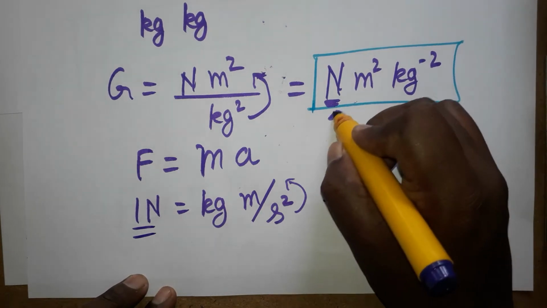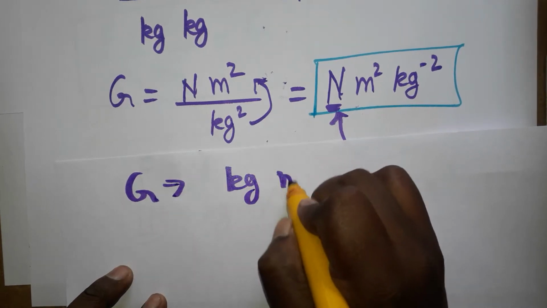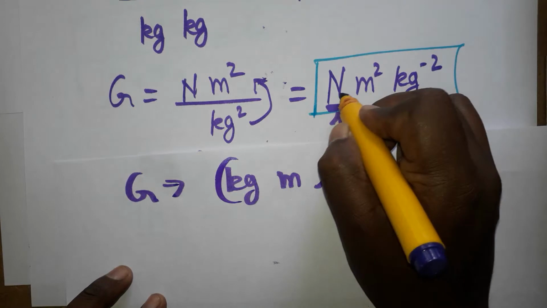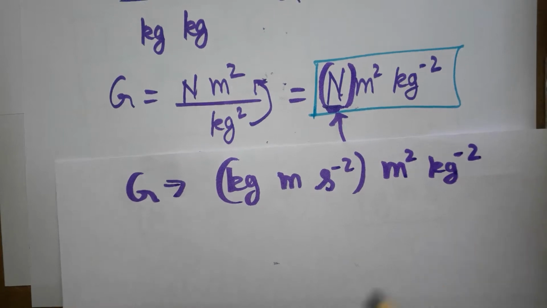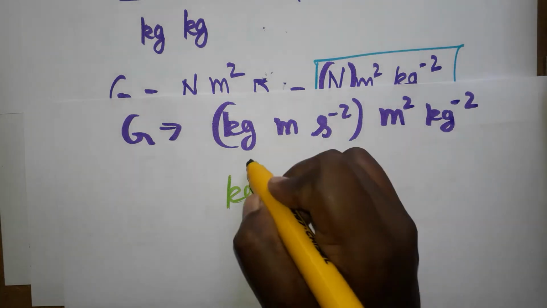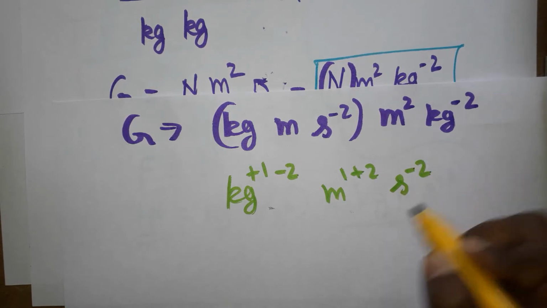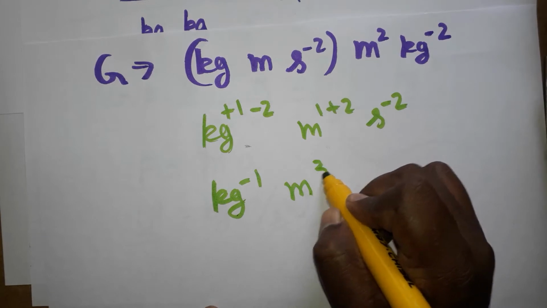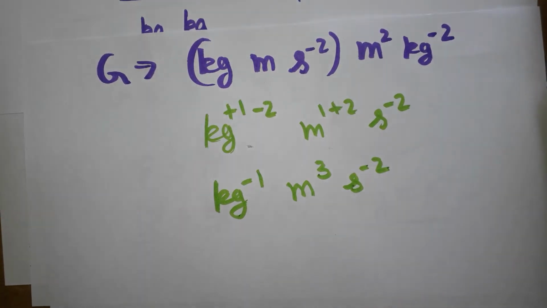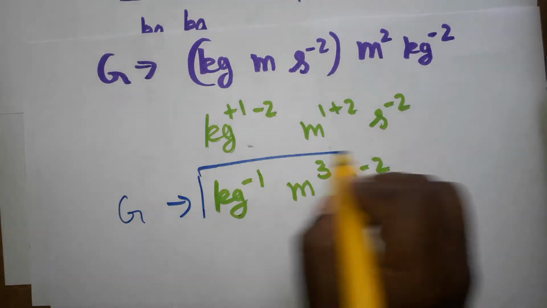I am going to substitute this here. So the capital G SI unit will be kg meter second minus 2, because I substituted Newton as this, into meter square kg minus 2. Solving: kg is plus 1 and minus 2, meter is plus 1 plus 2, second minus 2. So kg minus 1, meter cube, second minus 2. This is the final SI unit of the universal gravitation constant.